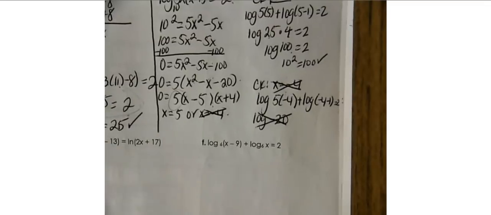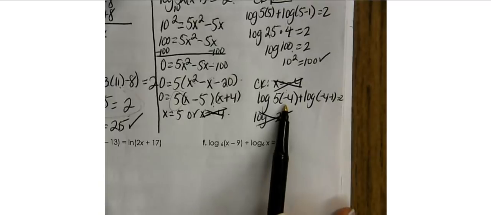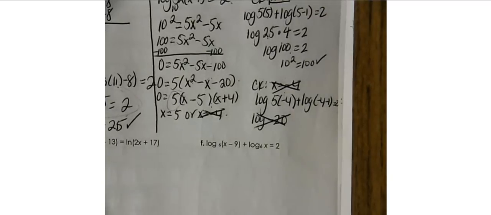So if you see it, I don't even have to continue. Once you have a negative next door to a log, you're done. The story's over. If you had noticed that right here at the very beginning, that you're going to have a negative, then you don't even have to continue.